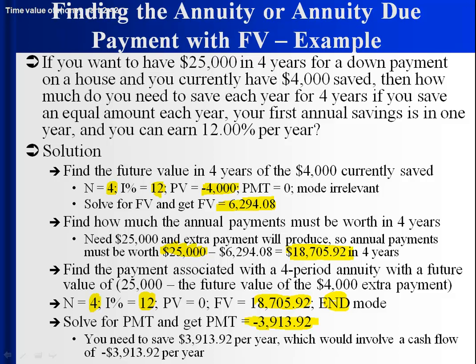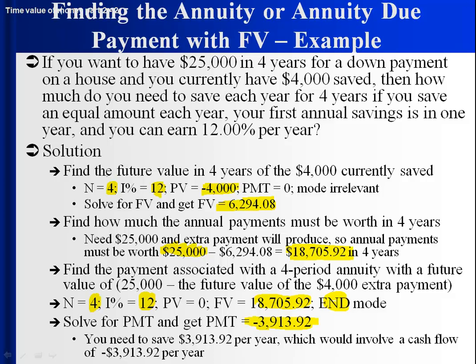So you start with 4,000, and then in 1, 2, 3, and 4 years, each of those years you put in $3,913.92. When you go in 4 years to give your last $3,913.92, and you say, here's my check, now can I have all my money? The bank will give you 25,000.